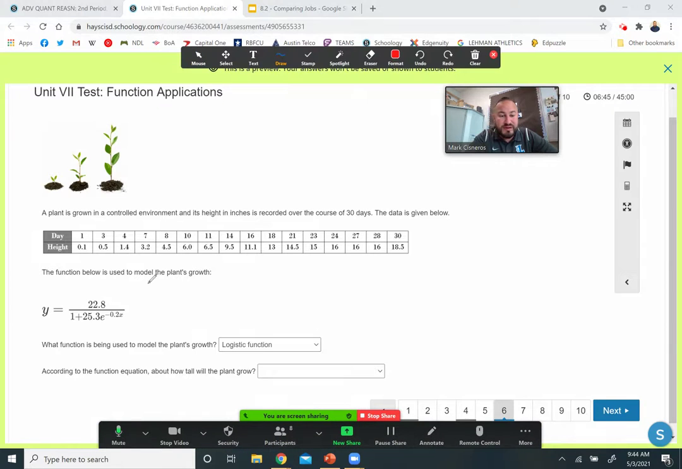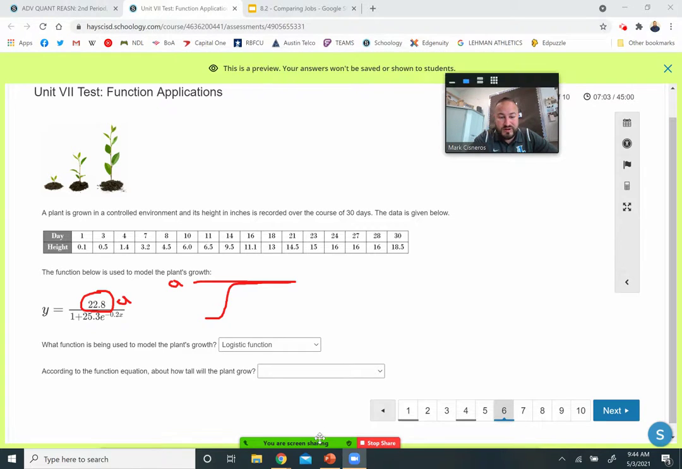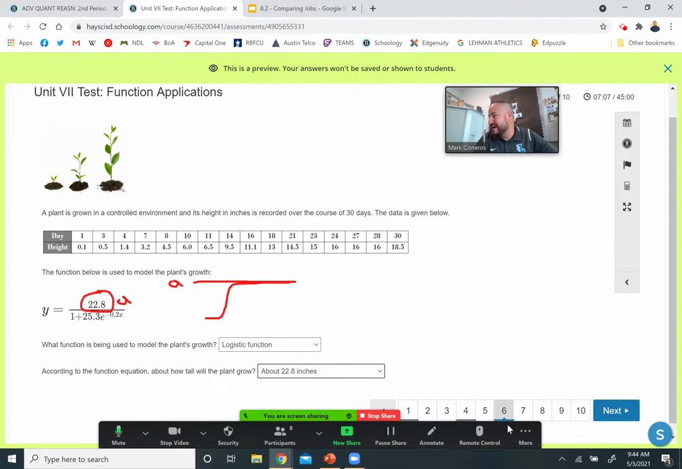All you had to do is remember that the A value, which is the top of the logistic function, is the upper asymptote. This is what the graph is going to look like. And this asymptote, or this carrying capacity, is always going to be the A value. The A value is always the number on top. So this graph is going to only grow up to about 22.8 inches. So again, no math needed for this problem. Just needed to know what you were looking at.